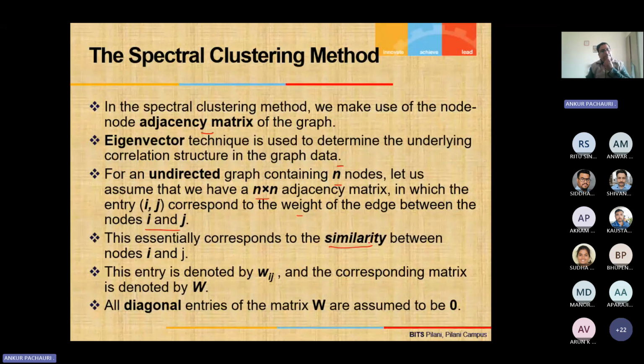If two indexes are similar, then those two nodes, those two endpoints, can be similar to each other. This entry is denoted by wij for the weighted graph, and all diagonal entries of the matrix W are assumed to be 0. So these are the weights. Why will the diagonal be 0? Because self loops are not allowed. So no self loop means the diagonal entry will be 0. That's clear.